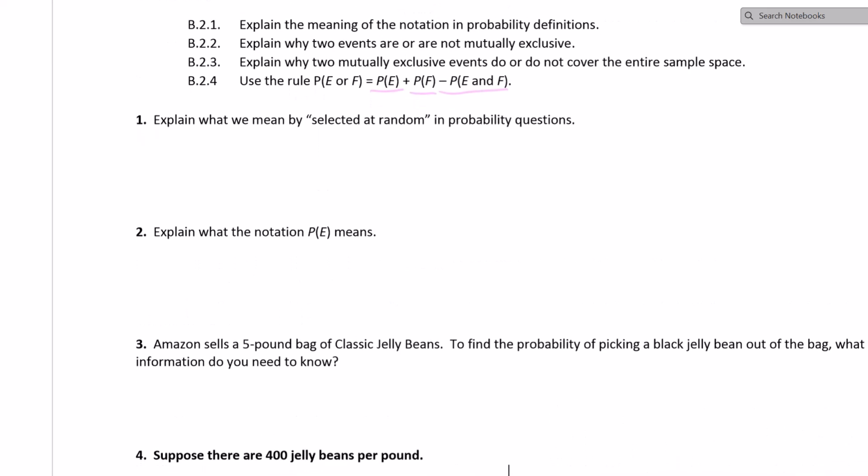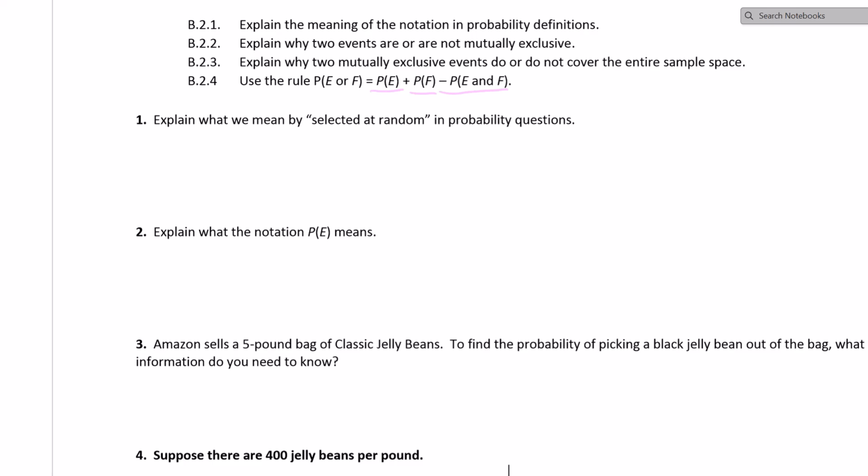So let's talk about selected at random. This is actually really important, number 1 here. When we say selected at random in probability questions, what we really mean is that all events are equally likely. So that means that we could stick our hand into a bag of marbles and we are equally likely to pick any of the marbles in that bag.